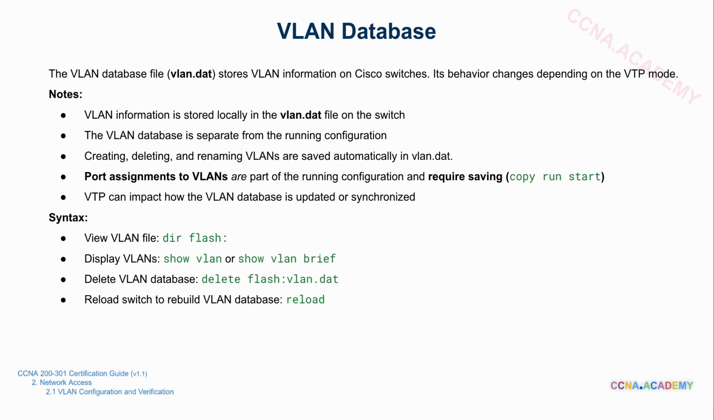Cisco switches store VLAN information locally in a file called VLAN.dat, which allows VLANs to persist across reloads. When VLANs are created or deleted, the switch updates this database automatically, and it's separate from the running configuration. VTP can also affect how this database is updated or synchronized across switches, and that's what we'll look at next.